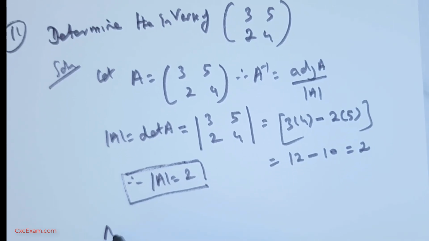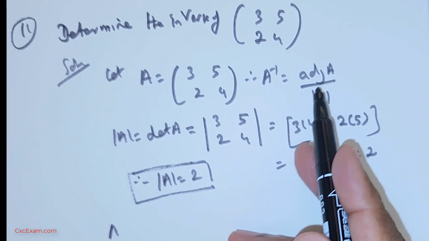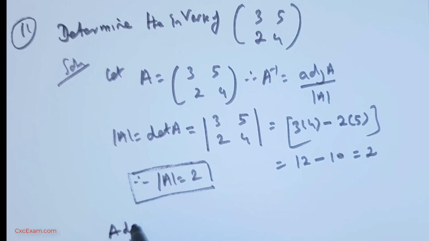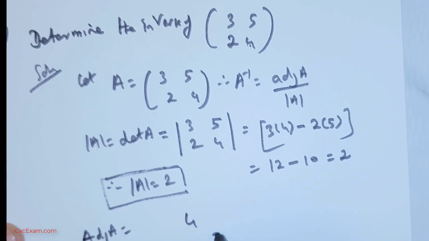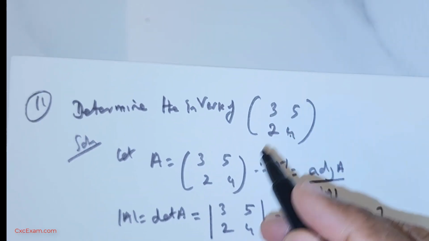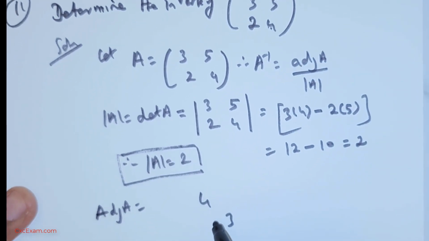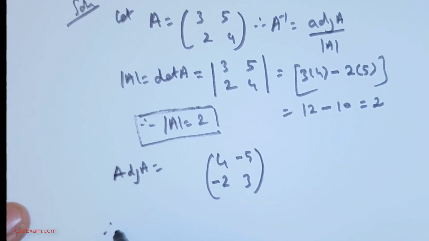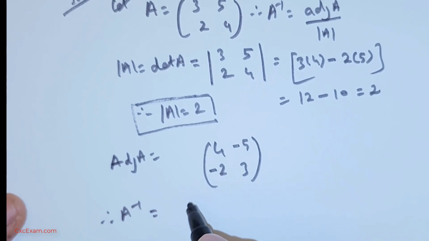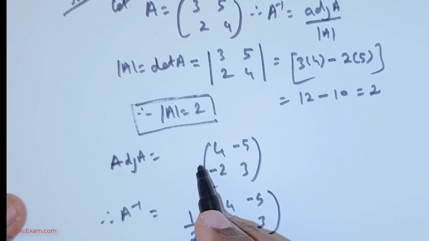So therefore the determinant of A is 2. Now we need to get the adjoint of A. The adjoint of A is nothing but you interchange 4 with 3 and you multiply a negative sign along this diagonal. So negative 2 and negative 5. Therefore A inverse is going to be the matrix 4, negative 5, negative 2 and 3 multiplied with 1 over 2, the determinant.